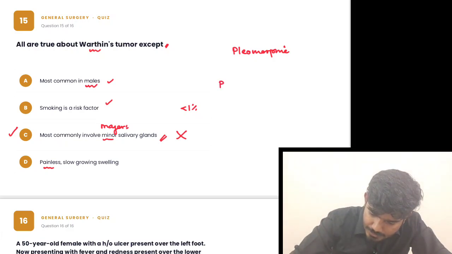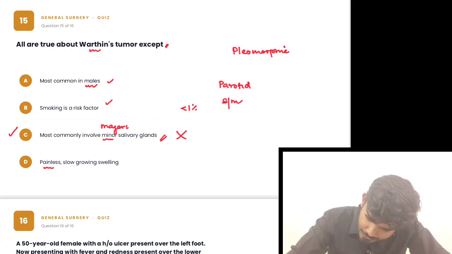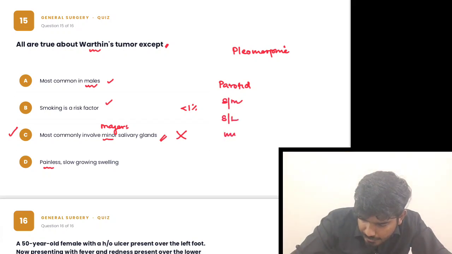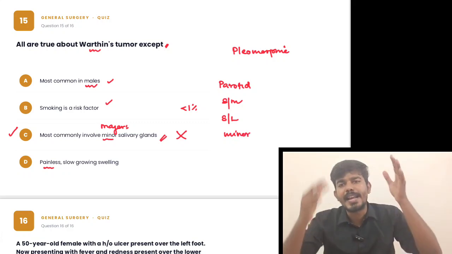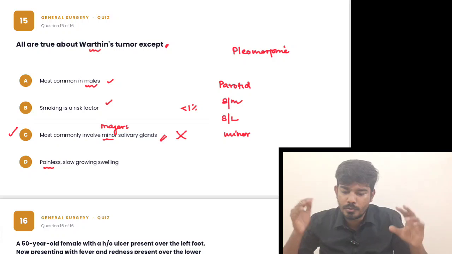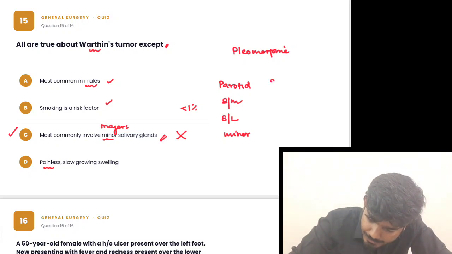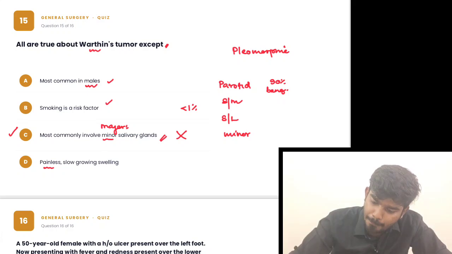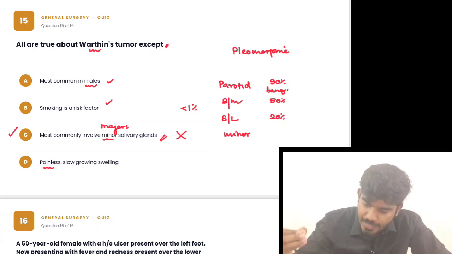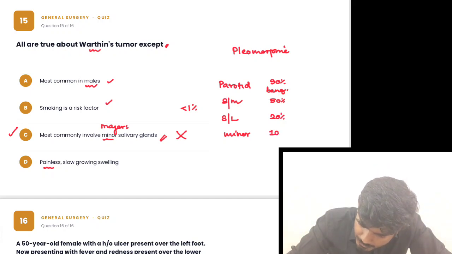So what are the major glands? We have the parotid gland, the submandibular gland, and the sublingual gland. These are the major glands. Apart from that, we have minor glands. As the size gets smaller, the chances of malignancy increase. So the parotid gland is 90% benign. The submandibular gland is 50% benign. The sublingual gland is 20% benign, whereas minor glands are 10% benign.